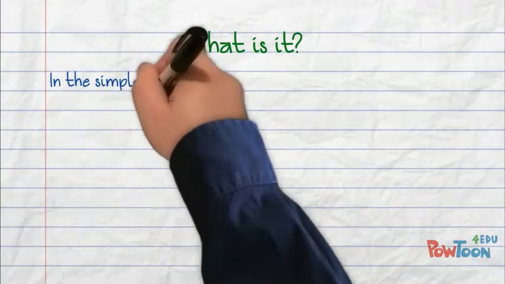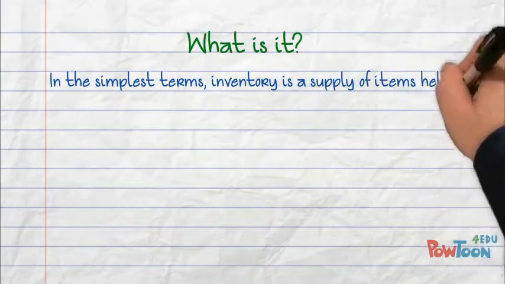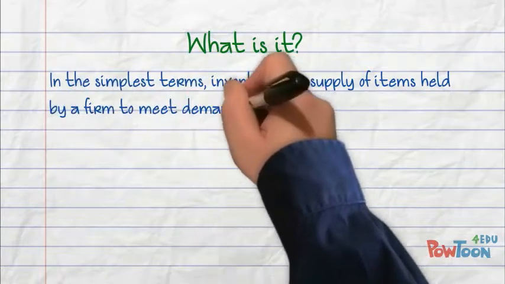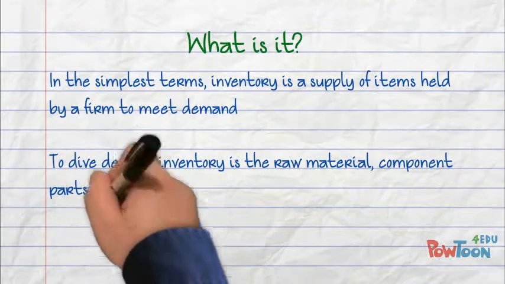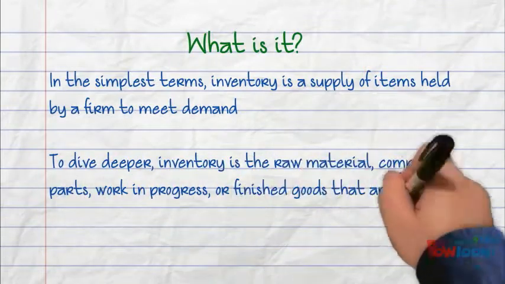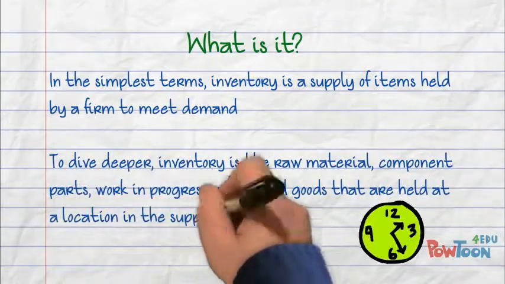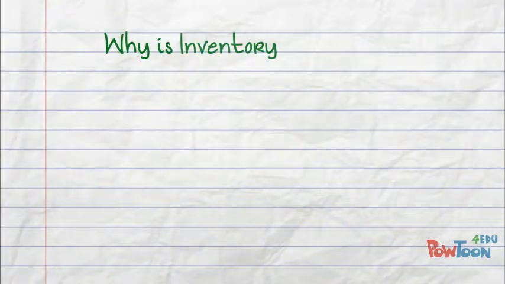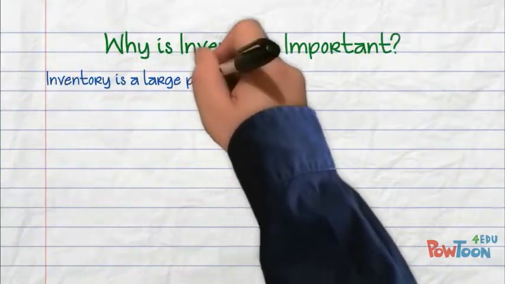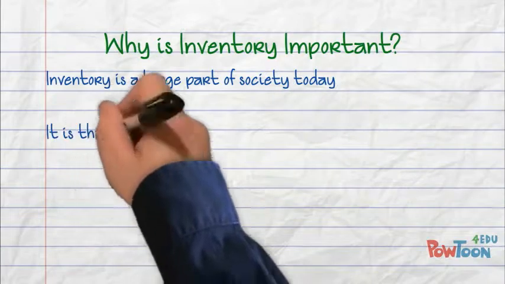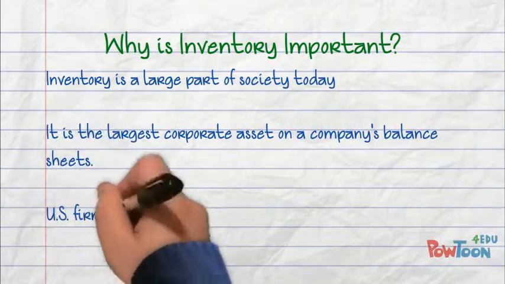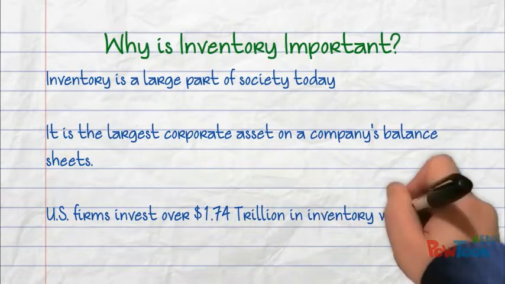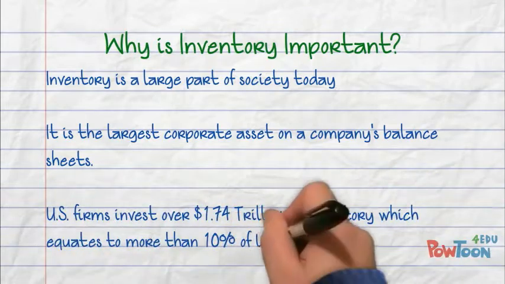To begin, we must have a basic understanding of inventory. Inventory is a supply of items held by a firm to meet demand, composed of raw materials, work in process, finished goods, and supplies. Inventory is a crucial part of a business, as it is generally the largest corporate asset on a company's balance sheet. A fact to illustrate the importance is that firms invest over $1.74 trillion a year in inventory.